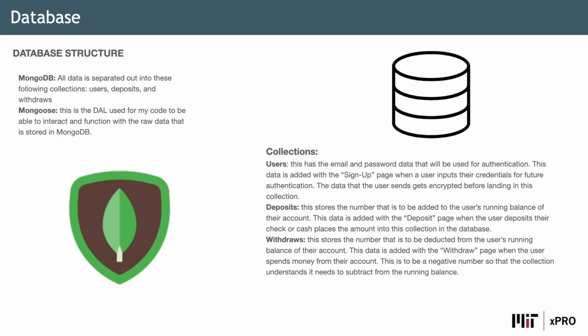And then our last collection is withdrawals, and this stores the number that is to be deducted from the user's running balance of their account. This data is added with the withdrawal page. When the user spends money from their account, it's going to be a negative number, so that way the collection understands it needs to be subtracted from the running balance. Like I said, deposits will have to be a positive number, and the withdrawals will have to be a negative number.